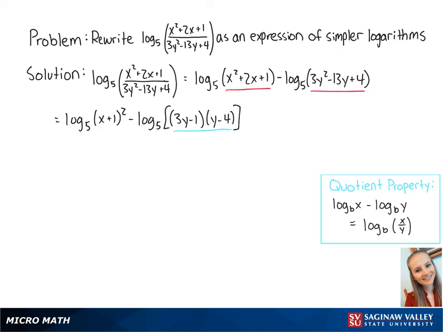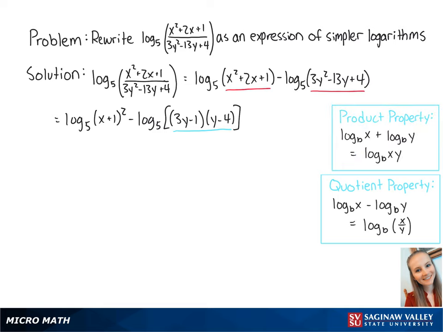Now we have multiplication within this logarithm, so we're going to use the product property to rewrite this as the log base 5 of (x plus 1) squared minus the log base 5 of (3y minus 1) plus the log base 5 of (y minus 4).